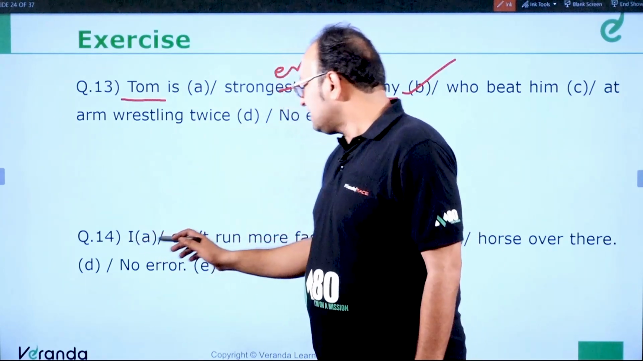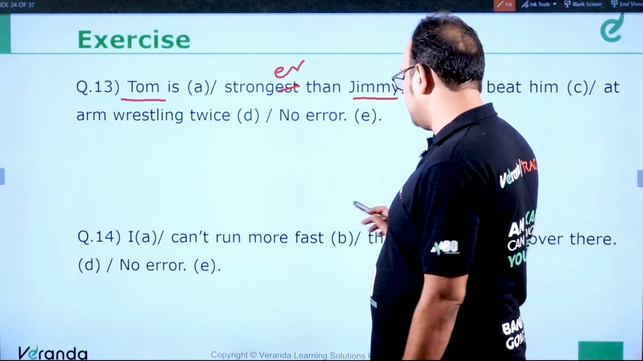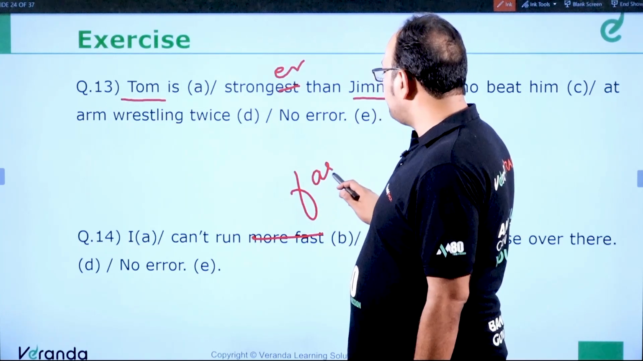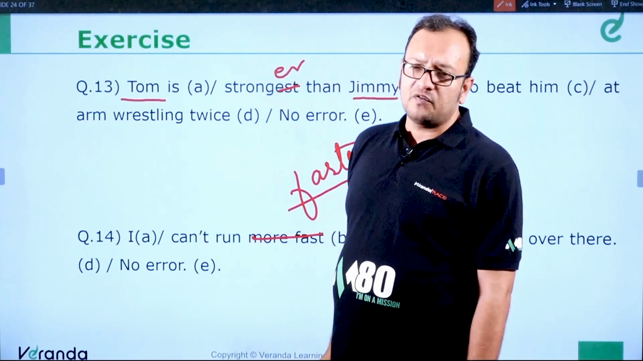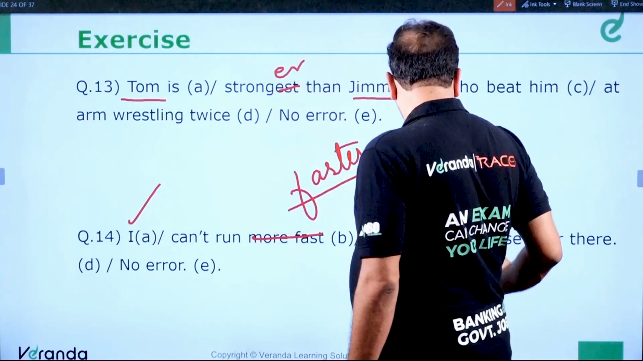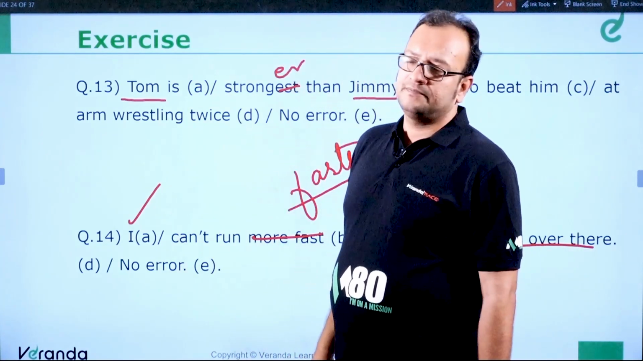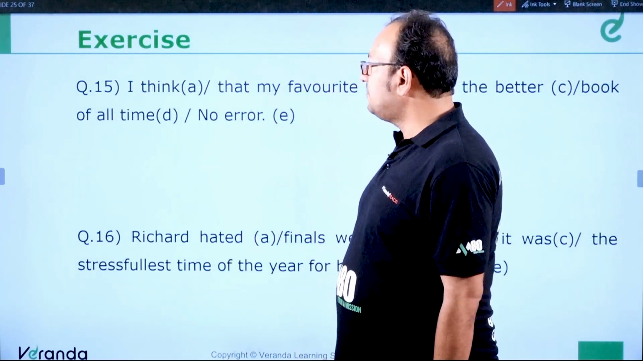Next, I can't run more fast than that horse over there. Not more fast, it should be faster, because we are not comparing two qualities within the same person. So we cannot use more fast. Because we are comparing I, means I am comparing myself with the horse over there. So it should be faster, not more fast. Moving ahead. Question number 15.